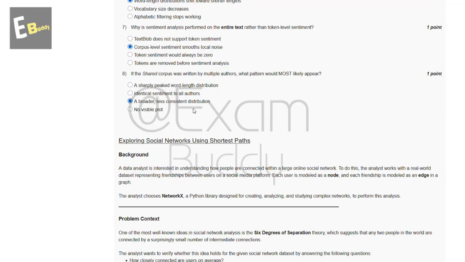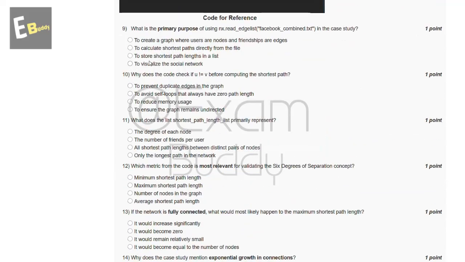And now let's go to our question number 9. What is the primary purpose of using nx.read_edgelist on facebook_combined.txt in the case study? So these are the options, and the answer to our ninth question is A. To create a graph where users are nodes and friendships are edges.